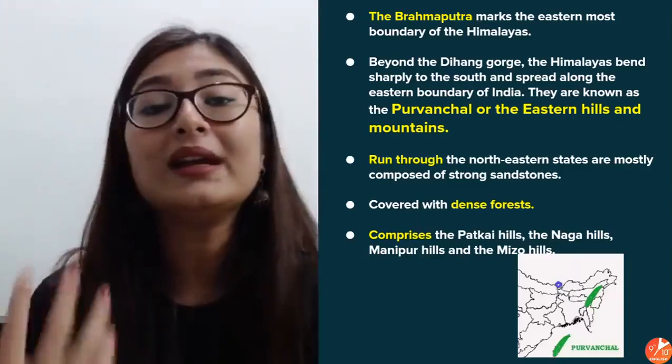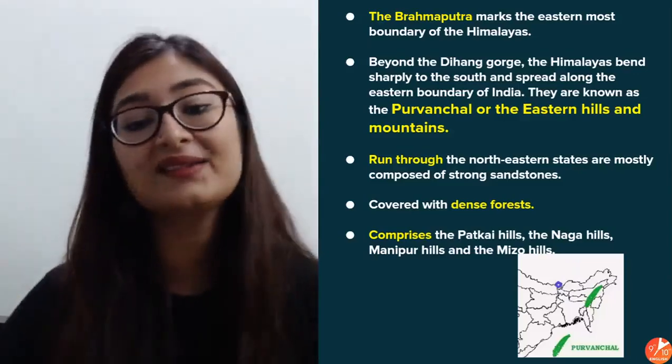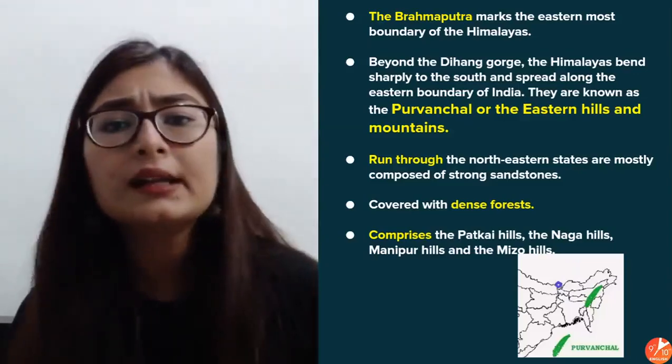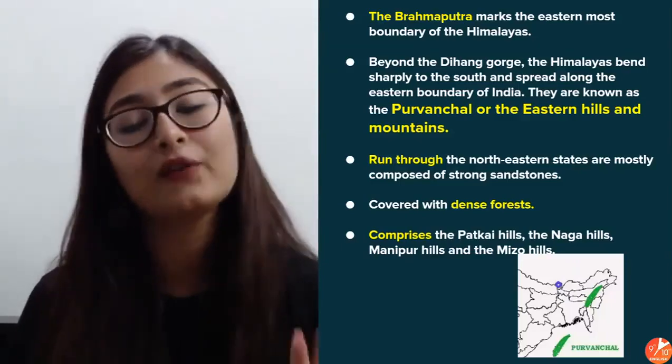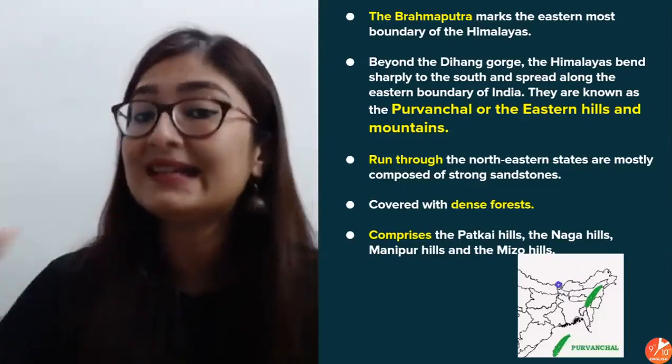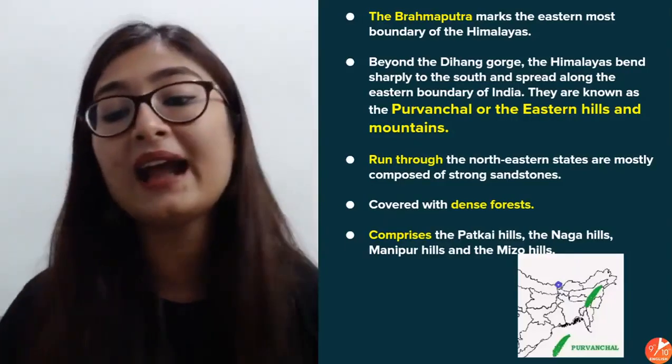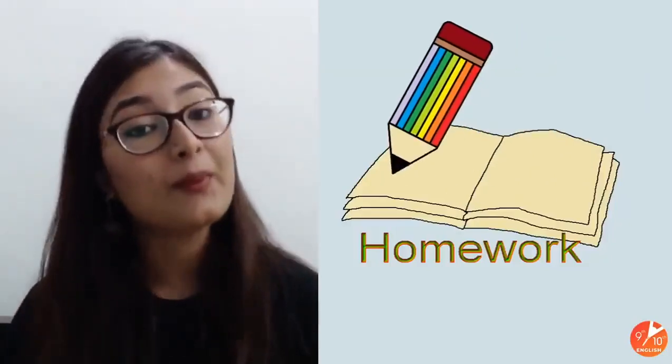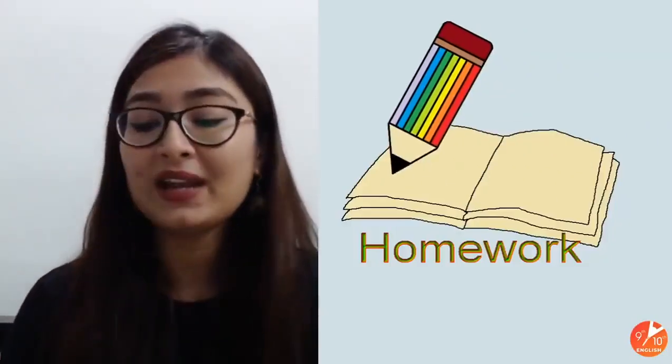And if we talk about the hills that it comprises in the eastern zone, it is the Patkai Hills, the Naga Hills, the Mizo Hills, the Manipur Hills. All of this is a part of the Himalayas on the eastern side. And with that, guys, we are done with the discussion of Himalayas. I hope that was very, very interesting for you.